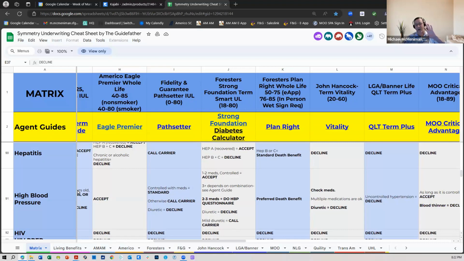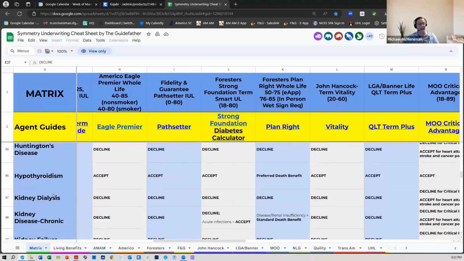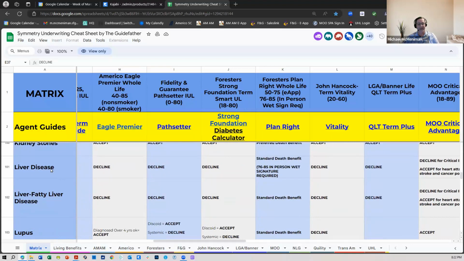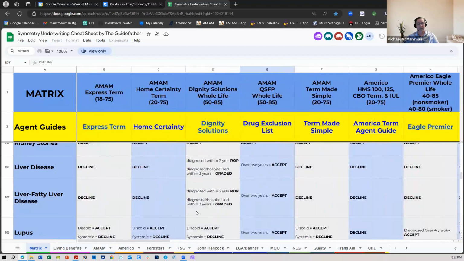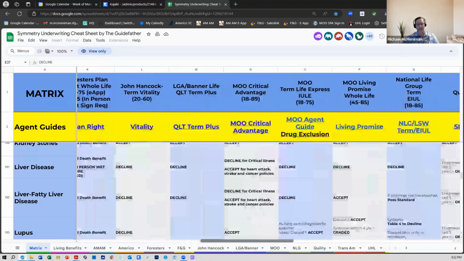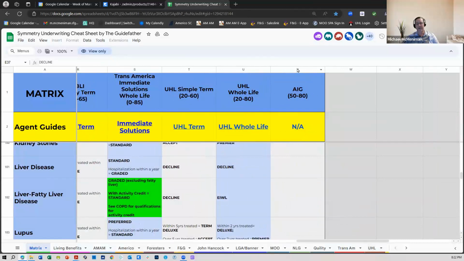Okay, so again, I don't want to go over this sheet in detail. I just want to show you that as you're filling out the CQF, if somebody has liver disease, they're pretty much not going to get anything, unless they might be able to get an American Amicable Dignity Solutions whole life final expense product. If it was diagnosed within 2 years, it'll be a return of premium. And if it was diagnosed within 3, it'll be a little better, at a graded. Okay, and of course, if you scroll all the way to the right, there's no issues with AIG or Corebridge's guaranteed issue whole life because they don't ask any medical questions.